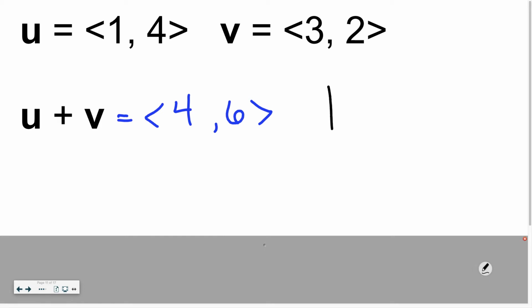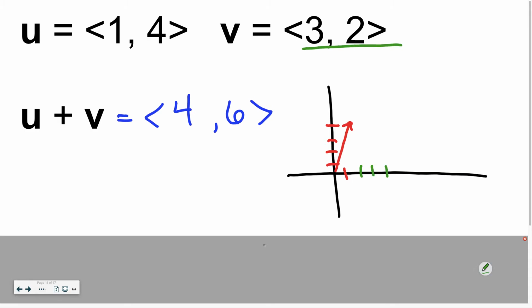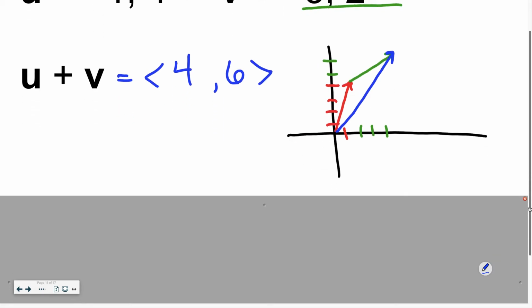Now, let's talk about what this looks like on a graph. Vector u is the vector 1, 4. And from that vector, we're going to add the vector 3, 2. So we're going to go over 3 and up 2 from that spot. So our resultant vector ends up being over 4, up 6. 4, 6. I put u in standard position, and then I graphed v at the terminal point of that.